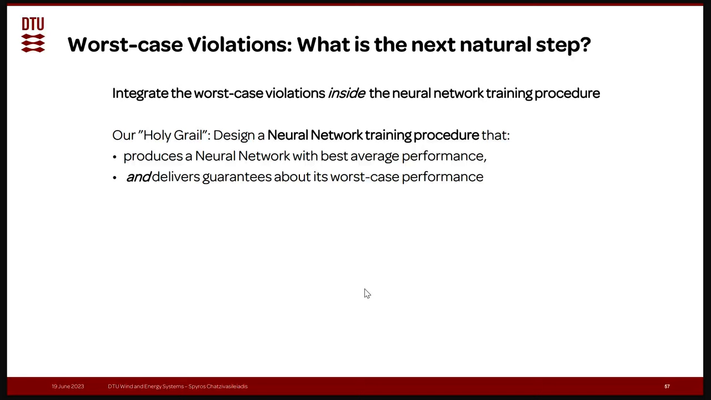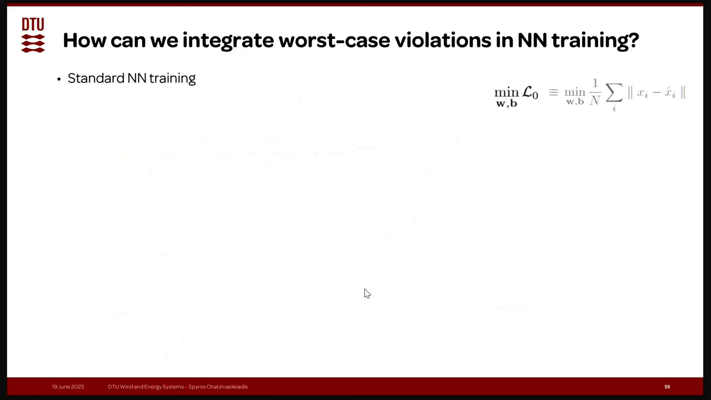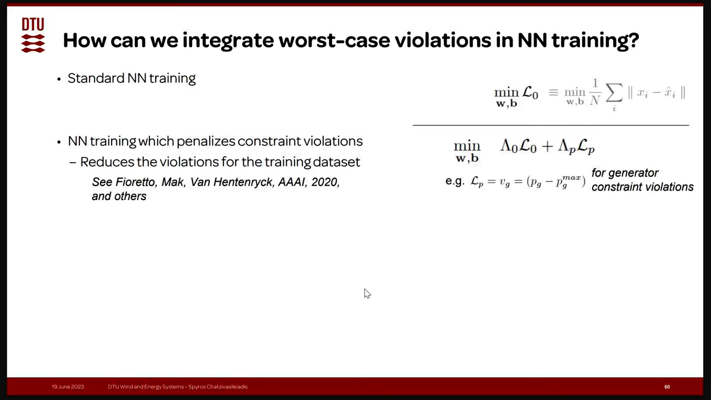So these are now the three different types. This is the standard neural network training. I train based on data, minimize the distance. Then we discussed together, I think, that we can put the violation in the objective function, so I penalize violations. This gives me no certificate, but I can definitely achieve something better. Okay, I reduce the violations by penalizing them in the objective function of the neural network.